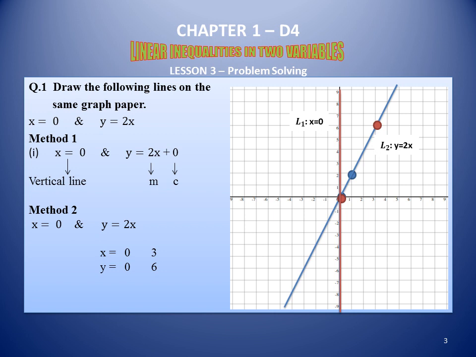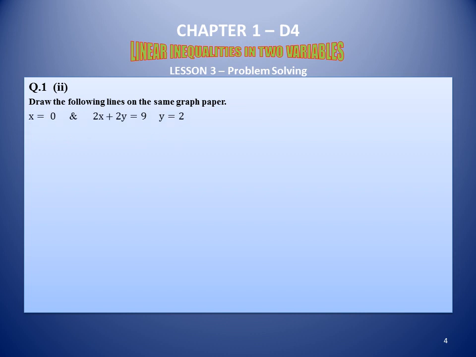Let's consider another example. This is question number 1, second part. If you are asked to draw the graph of these lines, this is x is equal to 0, this is y is equal to 2. I have just told you that if there is only one variable x, that line is vertical. If there is only one variable, which is y, that line is horizontal. This is a non-vertical line and this is not written in gradient-intercept form. Let's first use method 1.